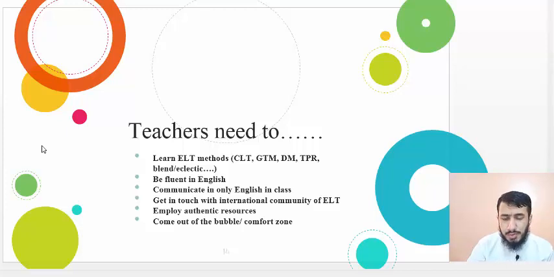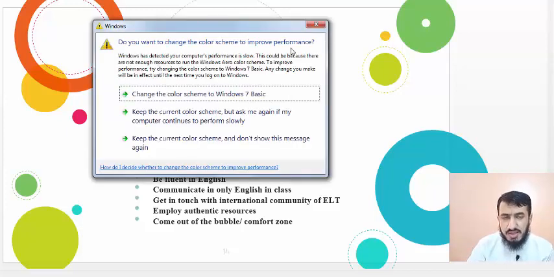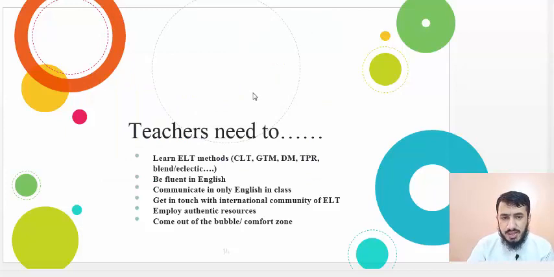So they should first of all learn ELT methods. What are the ELT methods? ELT methods are methods like CLT, communicative language teaching, which is probably the most modern approach to teaching. Like, they should directly teach English in English, not in some other language.